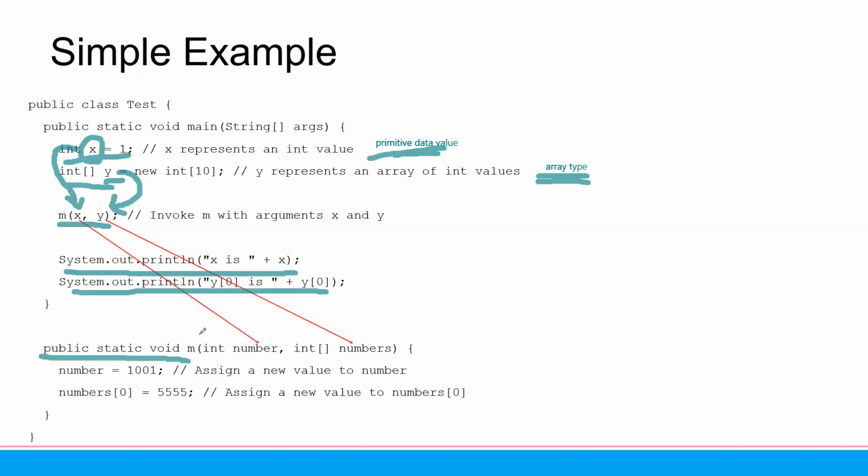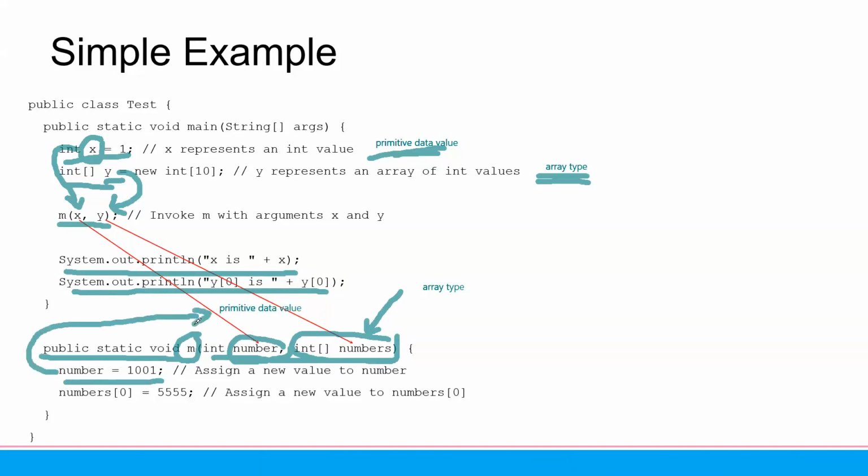The method m has two parameters, which are number and integer numbers. So this is array type, and this one is primitive data value. When I make some changes, number, what is number? Number is a primitive data value. I change the number to 1001.